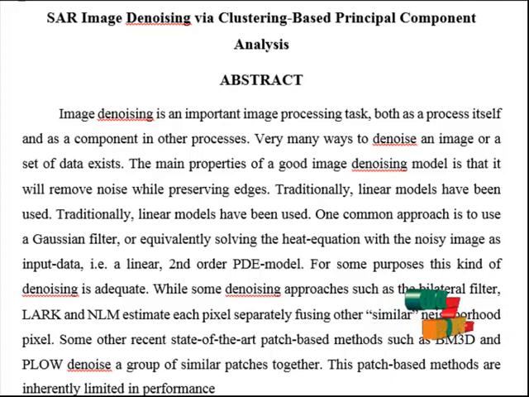One common approach is to use a Gaussian filter, or equivalently solving a heat equation with the noisy image as input data. That is a linear second-order PDE model. For some purposes, this kind of denoising is adequate, while some denoising approaches such as a bilateral filter, LARK, and NLM estimate each pixel separately using other similar neighborhood pixels.